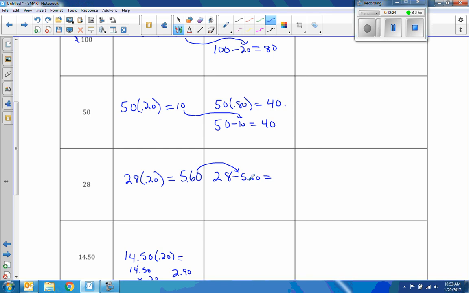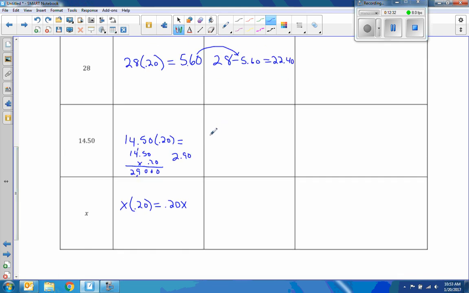28 minus 5 is 23, so it's going to be a little bit less, 22, and it's going to be 40. Okay. Original price $14.50 minus our discount of $2.90 equals. Now it's easy to do mental math here. We're only 10 cents away from $3. So $14.50 minus $3 is $11.50. We want to take 90 cents, so we have to add 10 to that. $11.50 turns into $11.60. So we have 10 cents less than $3.